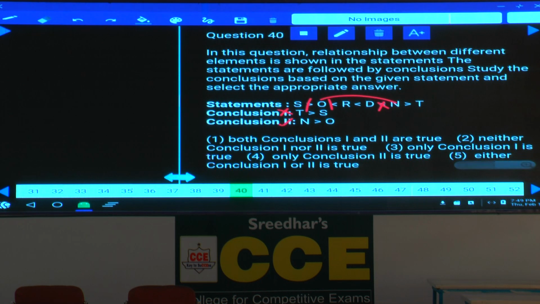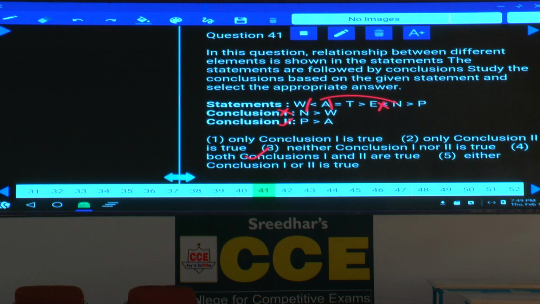Hence, only conclusion 2 follows. Only conclusion 2, choice 4 is the answer. Question number 40, it is choice 4. Then 41. Now, in this 41, the relation between N and W. W is here, N is here. Between W and N, there is one lesser than and one greater than. No relation can be drawn between these two.